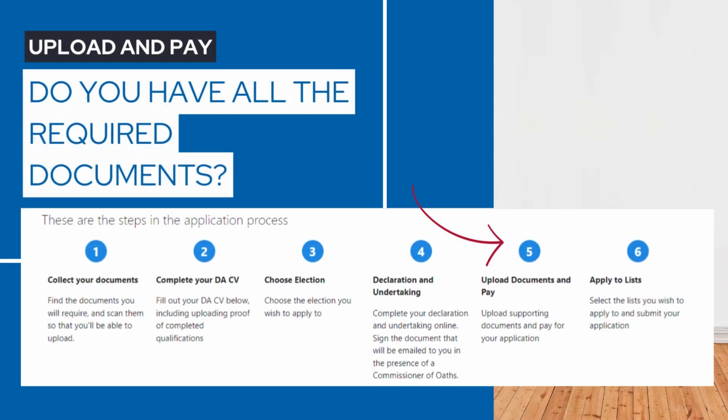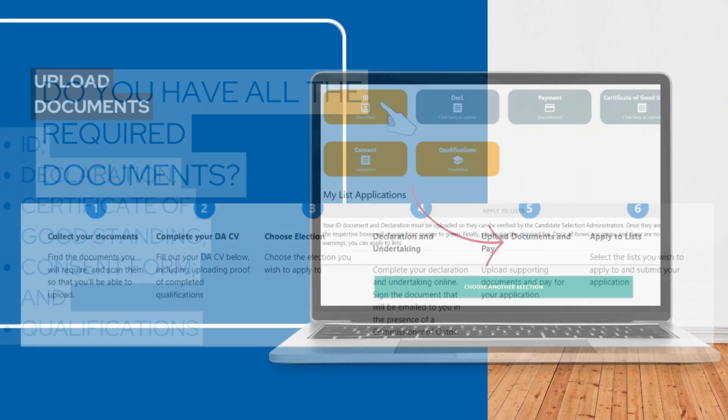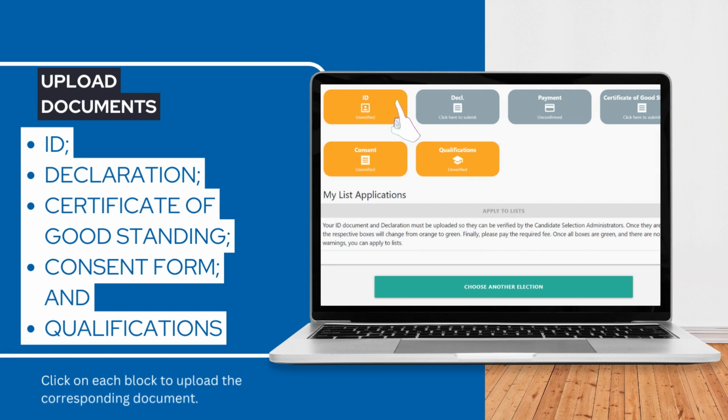The next step will require you to upload your documents and pay the application fee. Click on each block to upload the corresponding document. Please note, once you have uploaded, you must refresh the page to ensure that your upload is complete. You can do this by pressing F5.